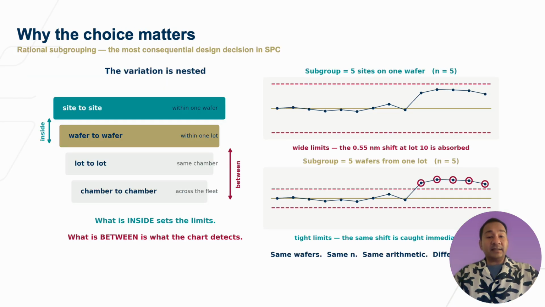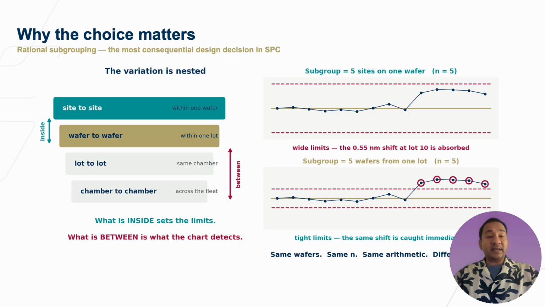Fab variation is nested. Sites within a wafer, wafers within a lot, lots within a chamber, chambers across the fleet. Each level contributes variance. Your subgroup draws a line through that hierarchy. n tells you how many measurements you take. Where you take them decides which levels of this hierarchy land inside the subgroup and which land between subgroups. Whatever falls inside the subgroup becomes the noise the chart is measured against. Whatever falls between subgroups is what the chart can detect.